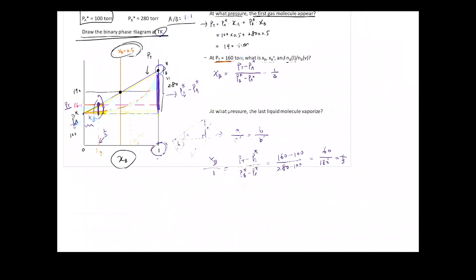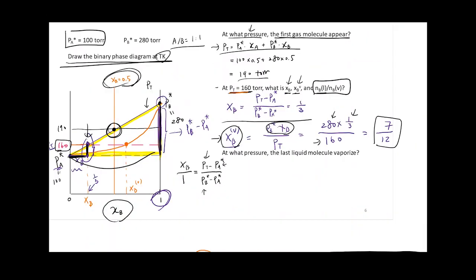Once you know that, the next thing is, can you calculate your XB in the vapor phase? XBV is defined as P total over PB star times your XB. If you calculate the vapor pressure of B over the overall vapor pressure of the system, that gives you the mole fraction of B in the vapor phase. You just use these very simple definitions, where your P total is 160, your PB star is 280, and XB is just 1/3. Your mole fraction of B in the vapor phase will simply equal 7/12. So that's how to calculate the mole fraction of B in the vapor phase.